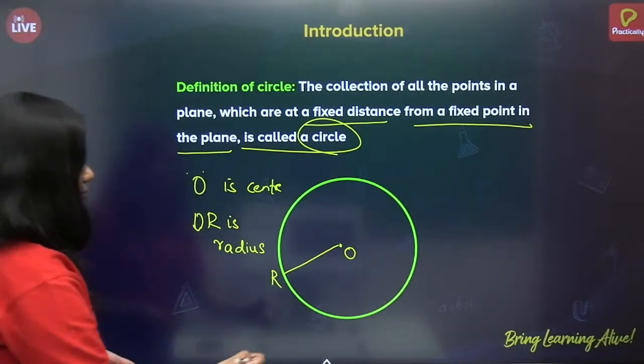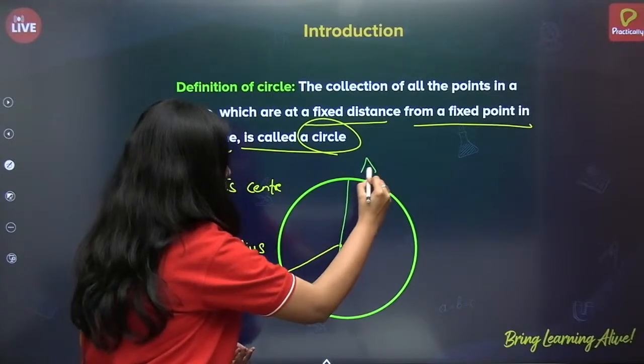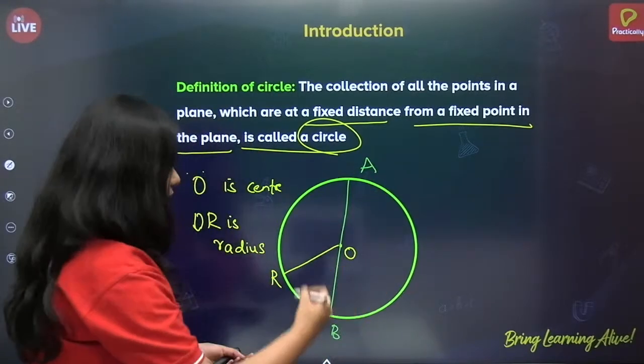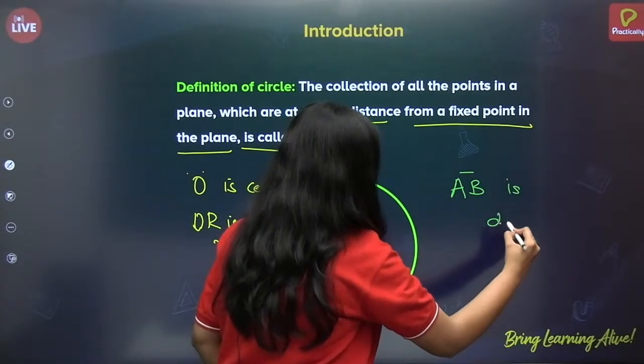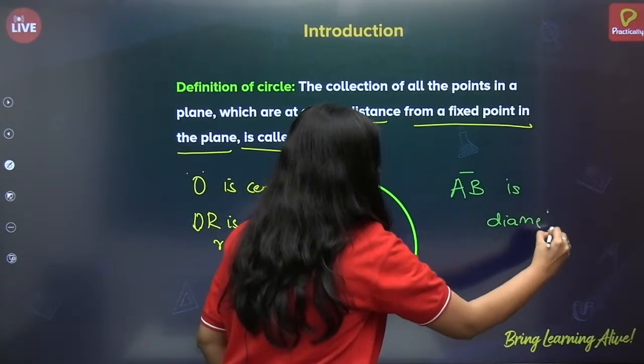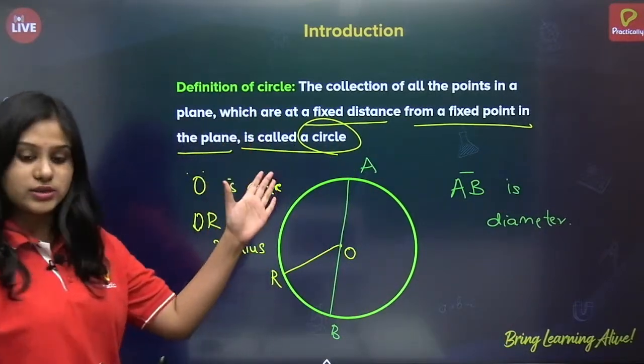So what's diameter? Let me draw the diameter. Let me name this as E, this as A and B. So AB is the diameter, correct? So these are the basic components of a circle and also the definition of the circle.